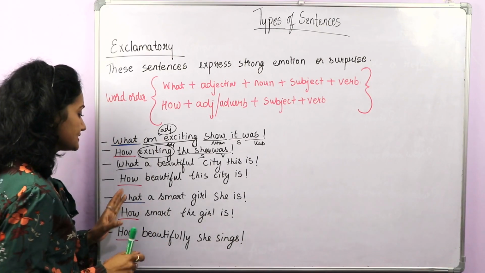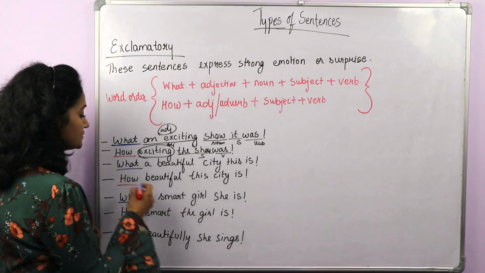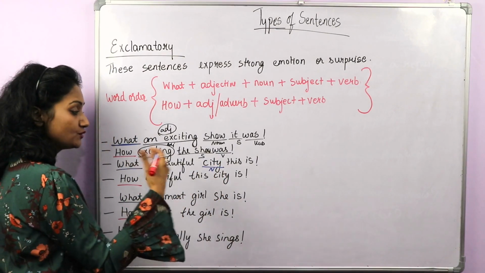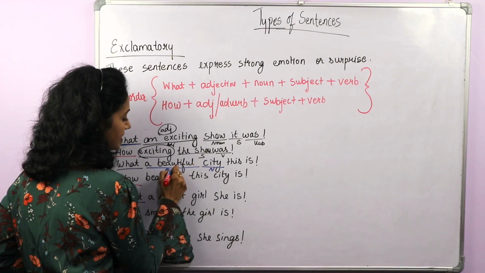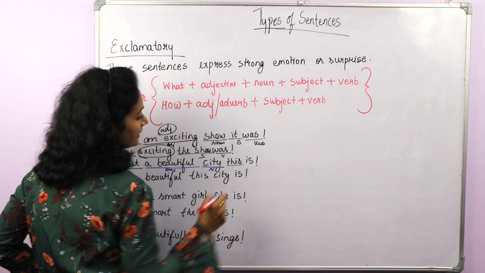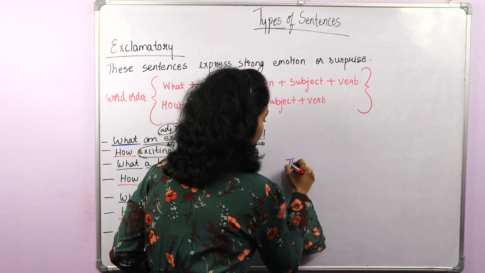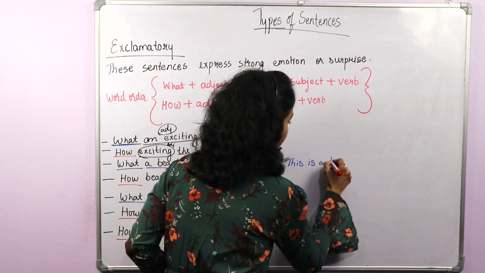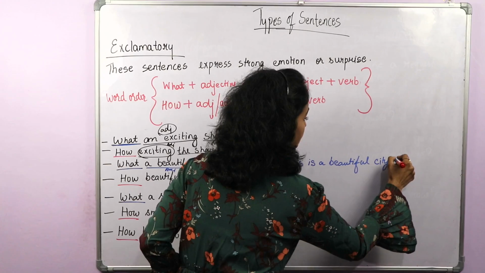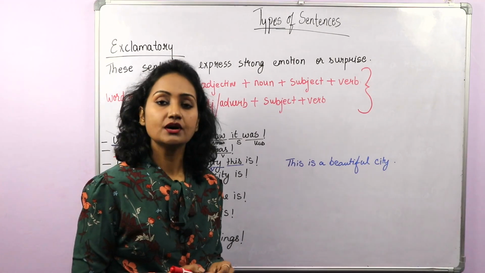Okay, now next is, what a beautiful city this is. Okay, so what a beautiful city. So city is a noun and a beautiful is describing the city. So this is an adjective, and what, adjective, noun, this. Okay, this is a beautiful city. So this means, let me write it for you. This is a beautiful city.